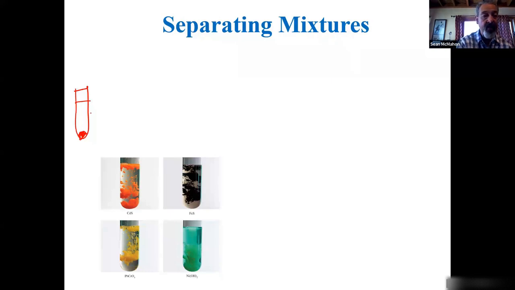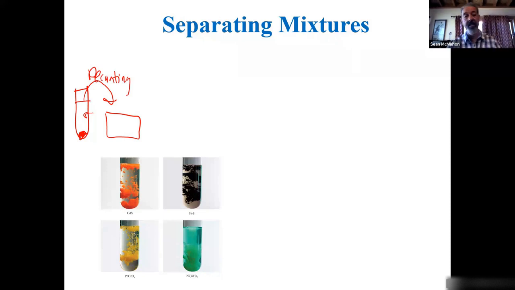And then the fluid above that could easily be separated because now this precipitate is stuck to the test tube, and this could be poured off into another container. This liquid above is called the supernatant, and you can separate it by what's referred to as decanting.